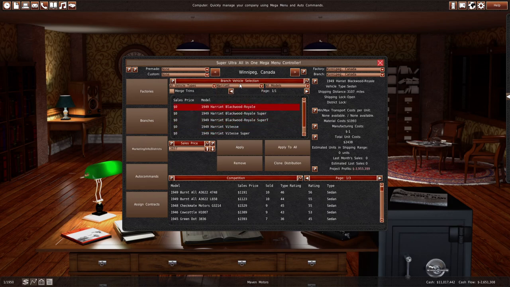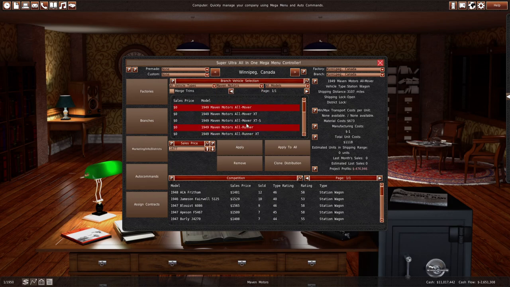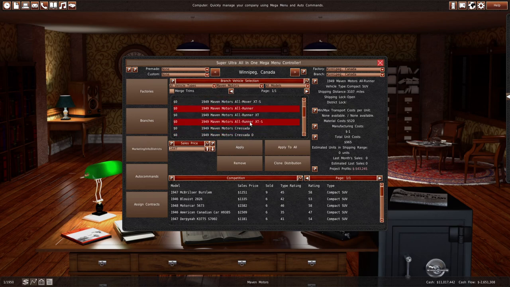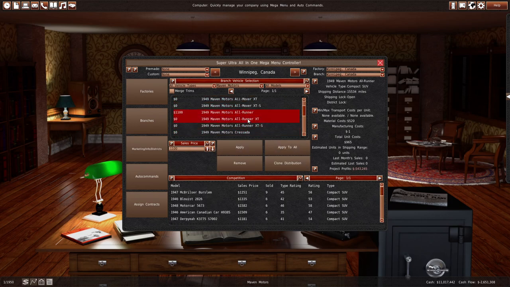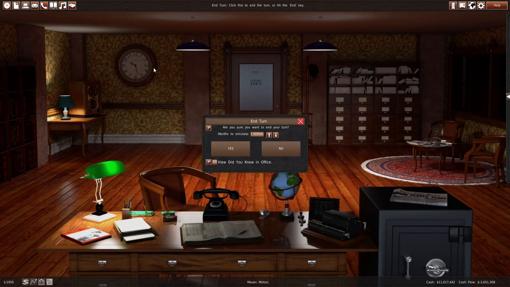Okay, so Maven, let's get the pricing going here. So the cheapest one is going to be probably the All-Runner. I'm guessing 520 versus 600. Yeah, so this is a very cheap car. Go 1100. Very cheap. What, 1500, 400 more? And we can do 2000. Now let's do 1 month. I am worried though.